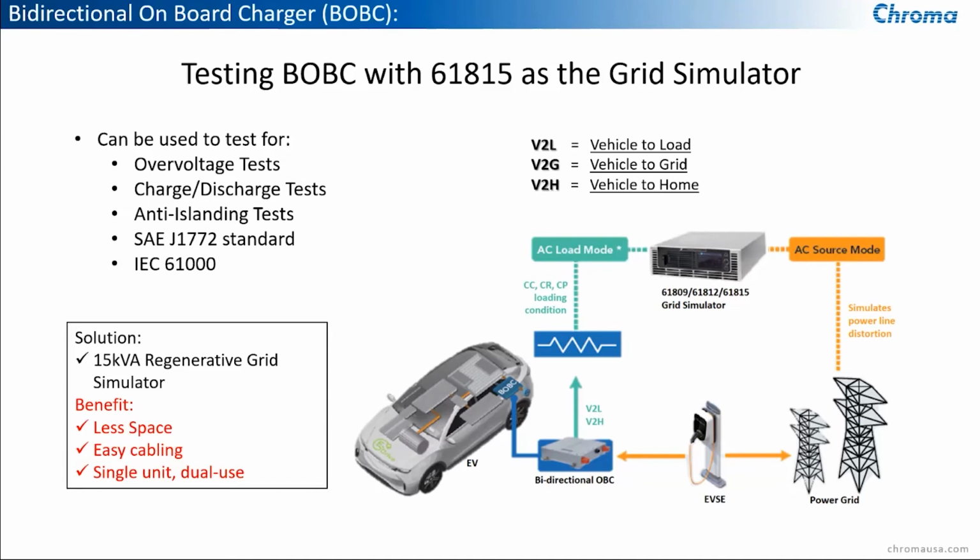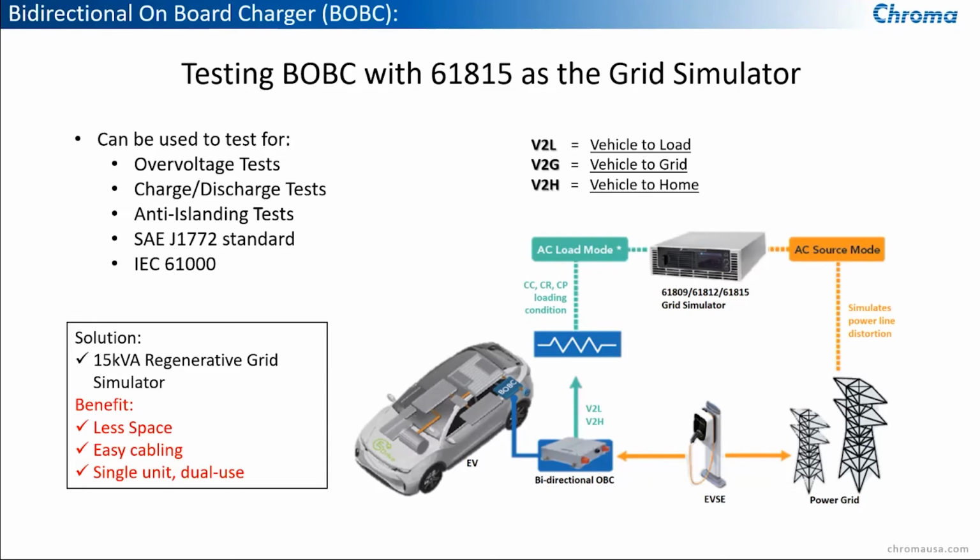You can use the battery power as backup power for your home during blackouts, also known as V to H or vehicle to home. And you can also use it to put power back to the main electrical grid, also known as V to G or vehicle to grid. And lastly, you can use it to connect to a common AC load, such as a television or a fan or any common household appliance, also known as V to L or vehicle to load.